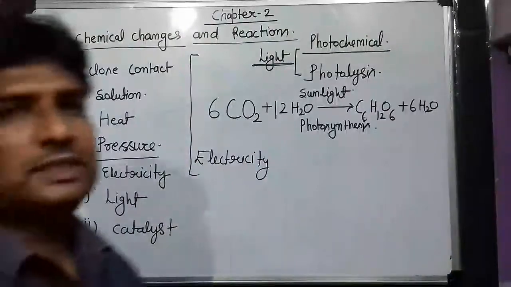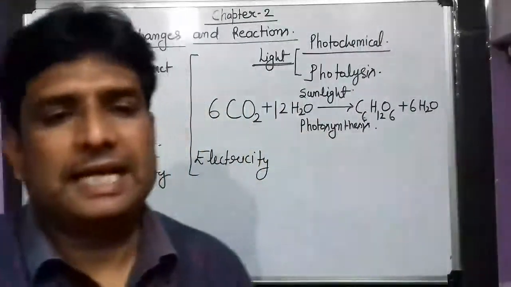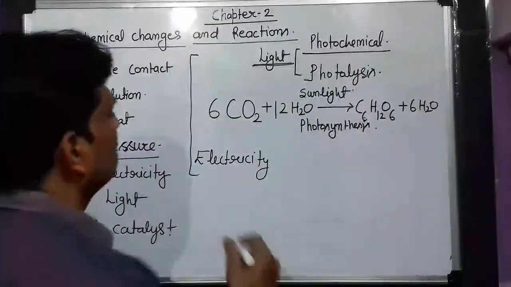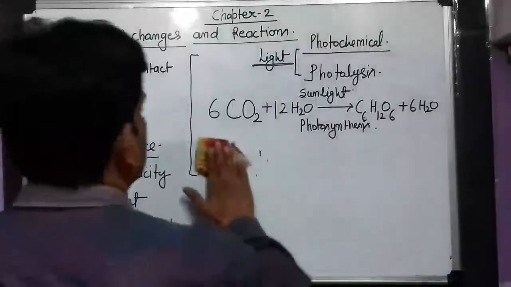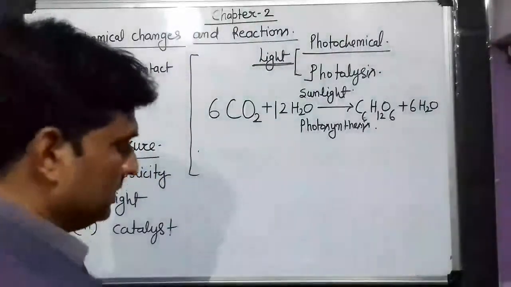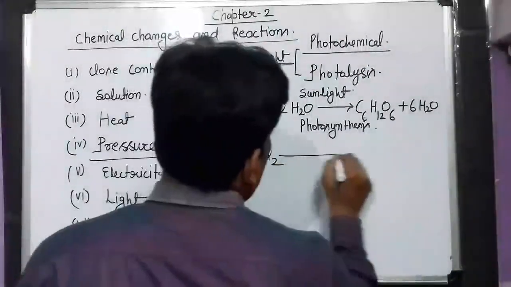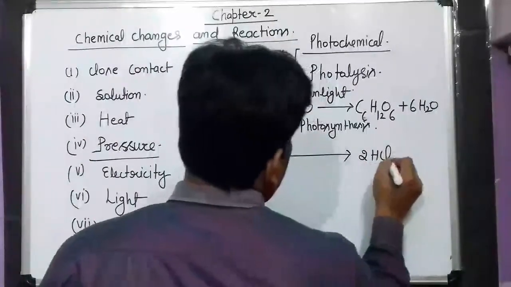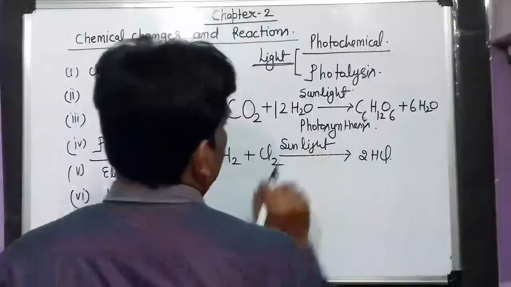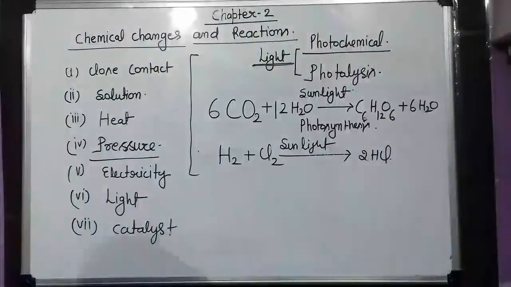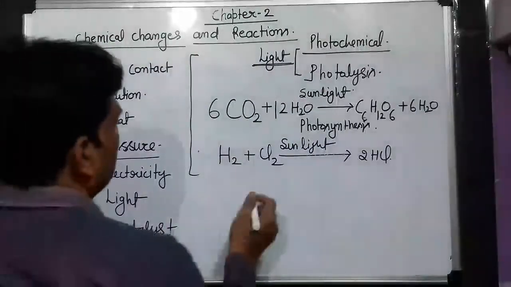Hydrogen and chlorine also react with each other in the presence of sunlight to form 2HCl. Okay, student. H2 plus Cl2 equals 2HCl, in sunlight. So this is another example of a photochemical reaction.